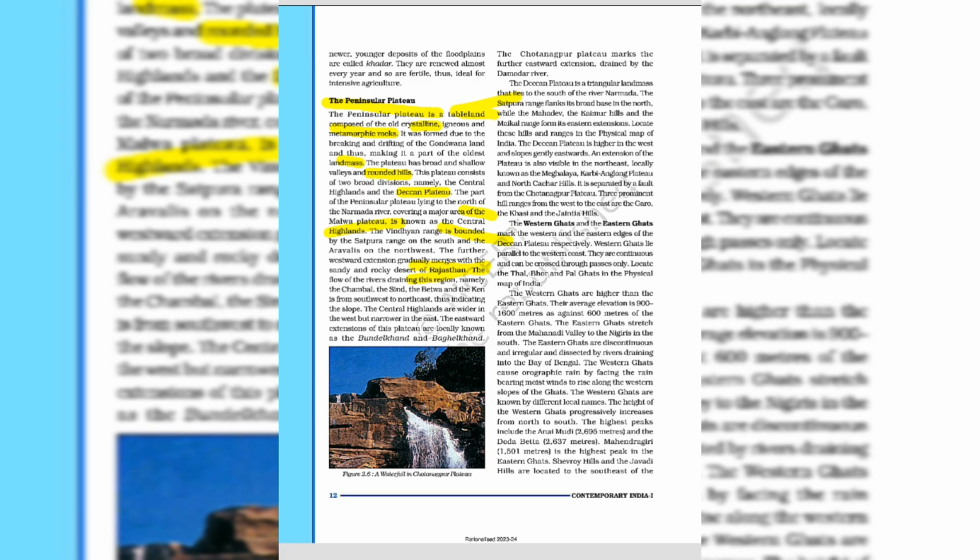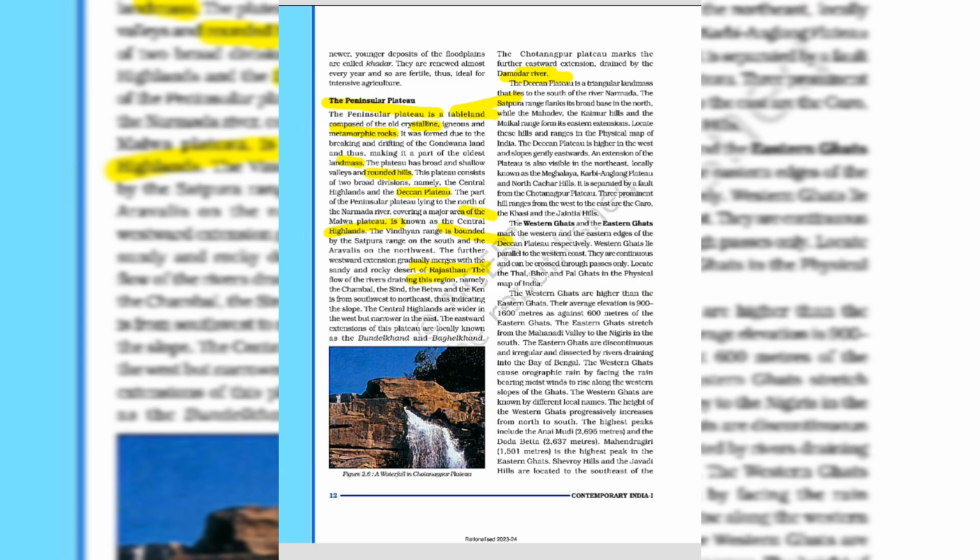The Central Highlands are wider in the west, but narrow in the east. The eastward extensions of the plateau are locally known as Bundelkhand and Baghelkhand. The Chota Nagpur Plateau marks the further eastward extension, drained by the Damodar River. The Chota Nagpur Plateau, which is located in Jharkhand, marks the eastward boundary of the Central Highlands.